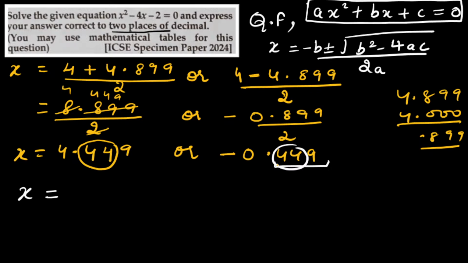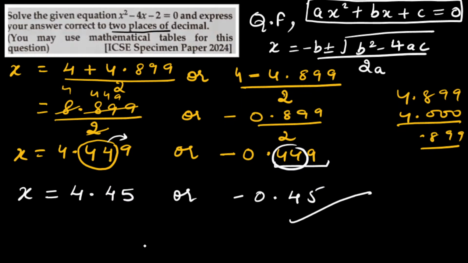But whenever we are rounding off, when we are writing up to two decimal places, the third one also we have to consider. This number is greater than 5, so we just have to round it off. So it will be 4.45. Don't write 4.44, we have to round it off. Or minus 0.45. So this is the value. Two answers of x we have gotten here: x is equal to 4.45 or negative 0.45.